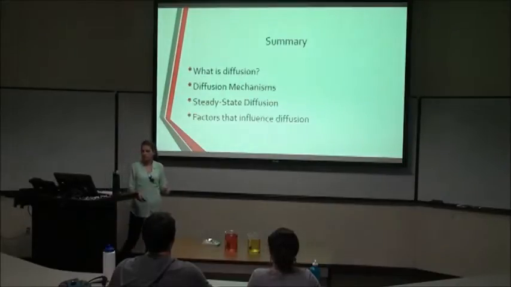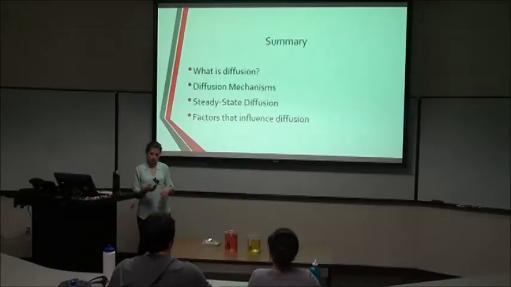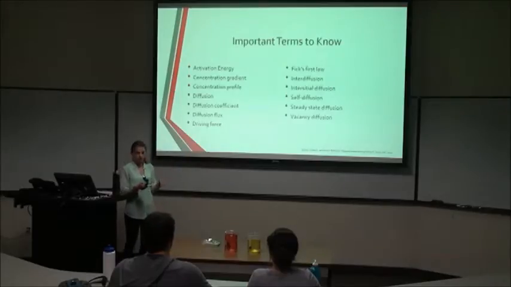So, summing up everything we did today, we talked about what diffusion is, just on a basic level, what the different mechanisms are that diffusion happens by, so vacancy diffusion or interstitial diffusion, what it means for diffusion to be at steady state, and what are the different factors that influence diffusion. These are some important terms to know. These will be necessary for doing well on the exam, so make sure that you can define all of these terms.